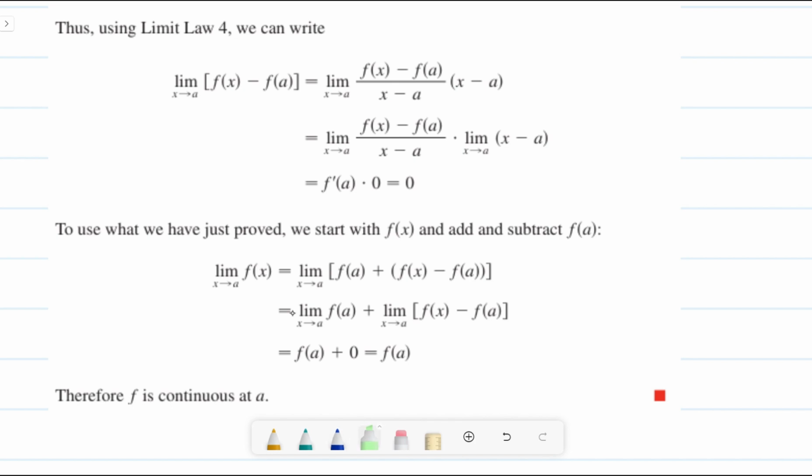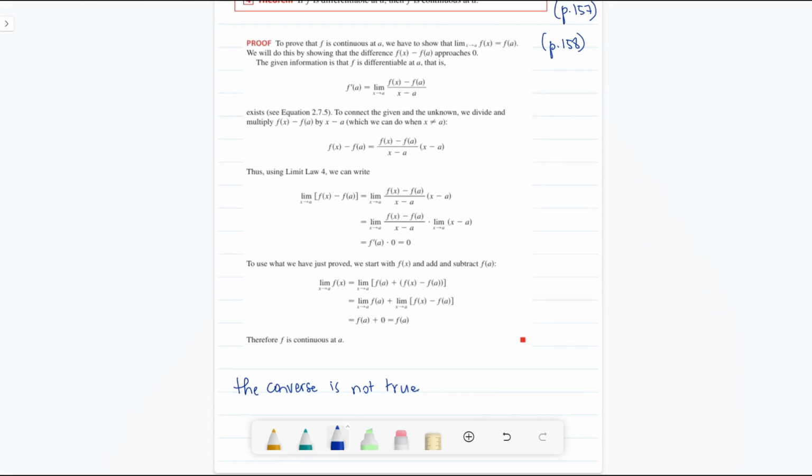Regarding the first limit, this gives f of a. Regarding the second limit, if I plug in a in place of x, this gives me f of a minus f of a, which is 0. So the second limit gives 0. And f of a plus 0 is f of a, and we have proved what we wanted to prove. We have proved that the limit of f of x as x approaches a is equal to f of a, and this is how we prove continuity. Therefore, f is continuous at a.